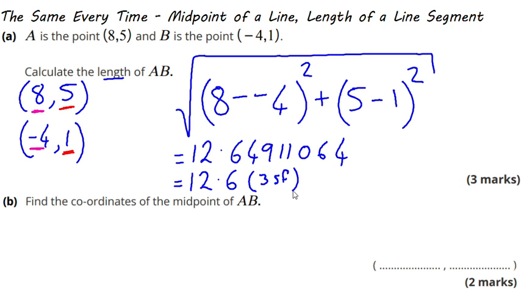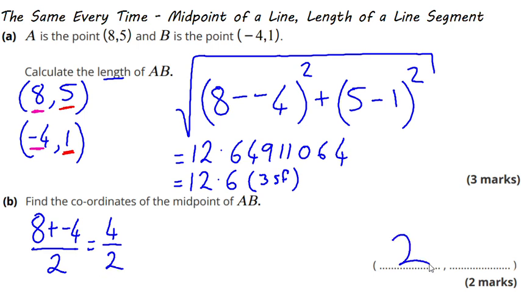Coordinates of the midpoint of AB. So midpoint, all we have to do, add together the x coordinates, be careful, 8 plus -4, and then divide by 2. Well, can we do this one non-calculator? Probably. So plussing a negative is the same as minusing, isn't it? Subtracting. So 8 plus negative 4 is 8 minus 4, which is 4, divided by 2. 4 divided by 2 gives me, for my x-coordinate of the midpoint, 2.